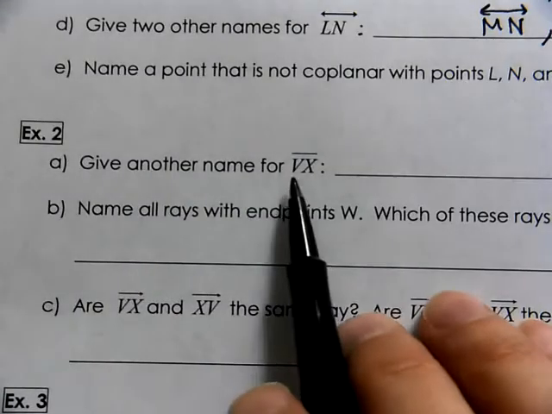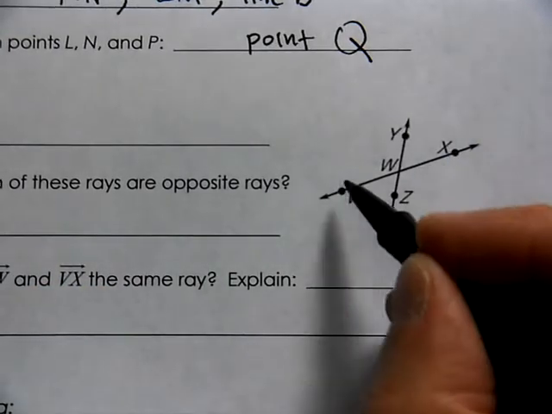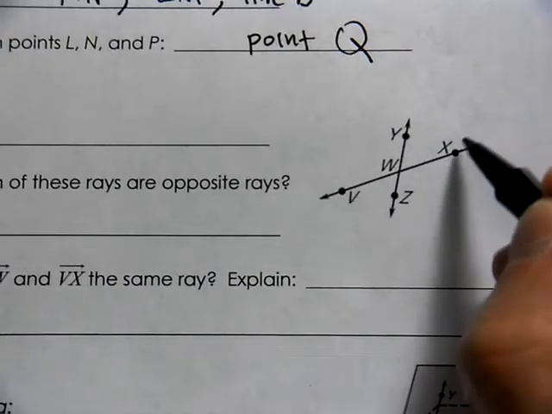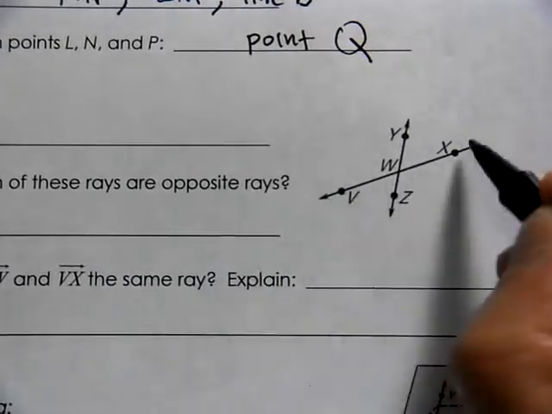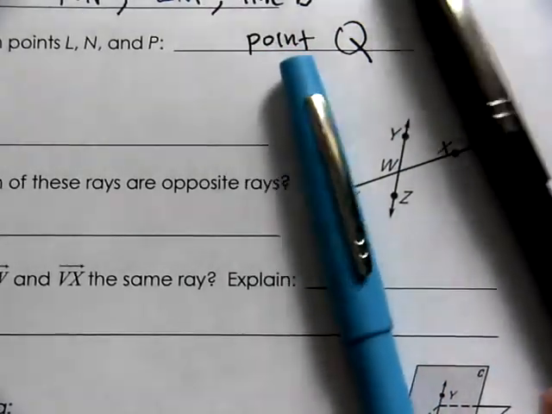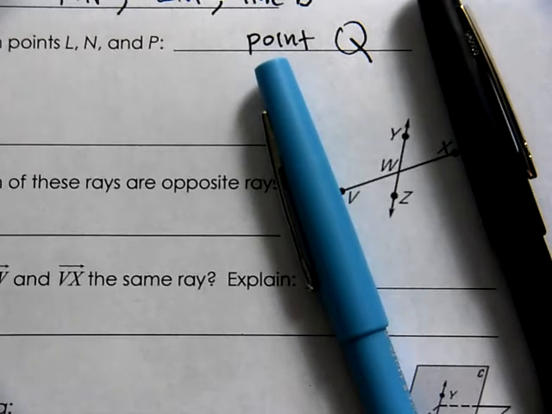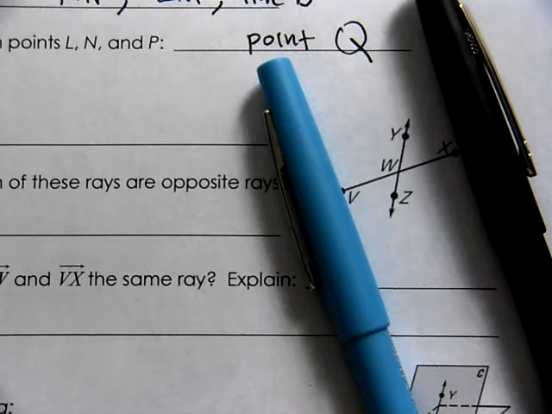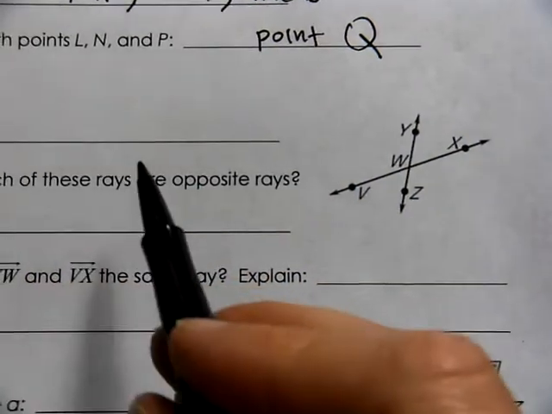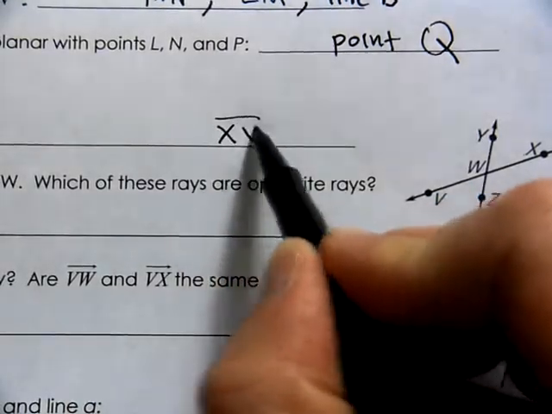So let's find the letters V and X on the diagram. There's V, there's X. Now you notice that this does have the arrow, so there is a much bigger line, but if you were to chop off those arrows and just look at the piece that goes from V to X, that's the segment we're talking about right between there. So we can name that forwards or backwards. So another name for segment VX would be segment XV.